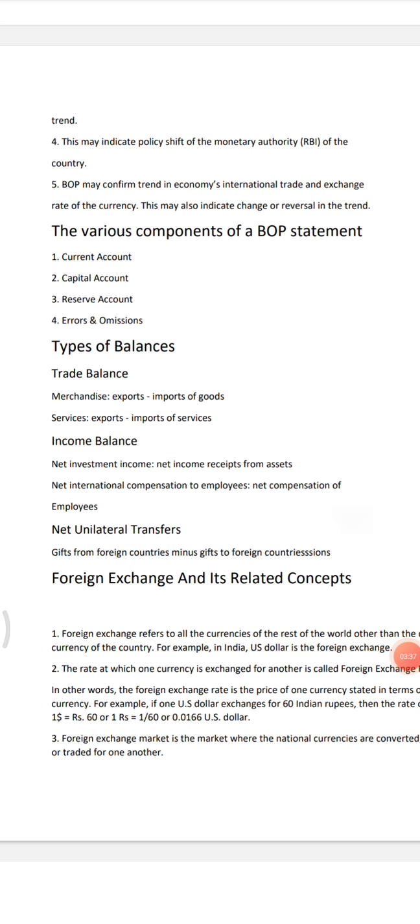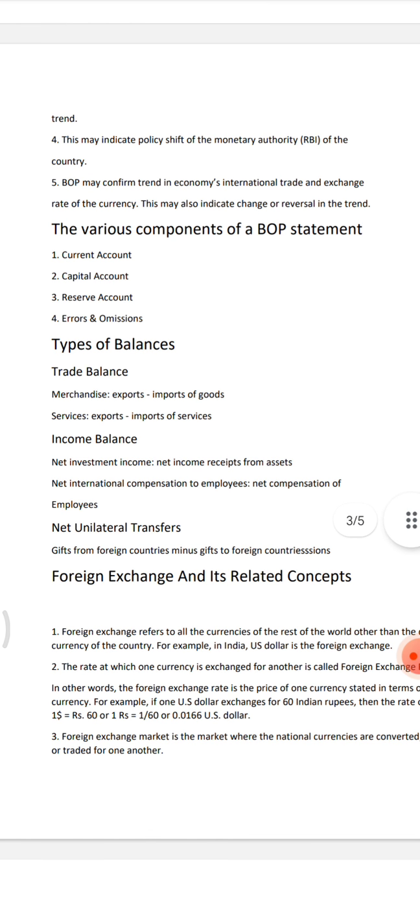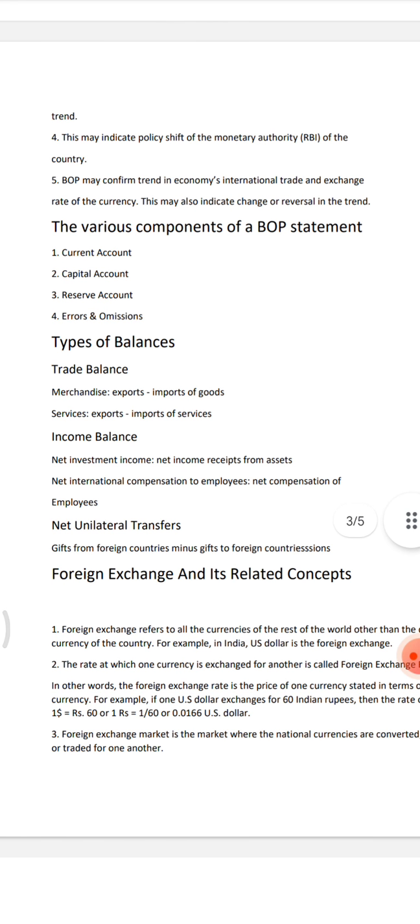So I hope this is clear, and the next component is capital account balance. What is the capital account balance? The capital account records the international transactions that involve a resident of a country changing his assets or his liabilities to a resident of another country. Means all the international transactions which involve a country's residents changing their assets or liabilities to foreign residents of another country. So the transactions in the capital account reflect a change in stock, either in assets or in liabilities.